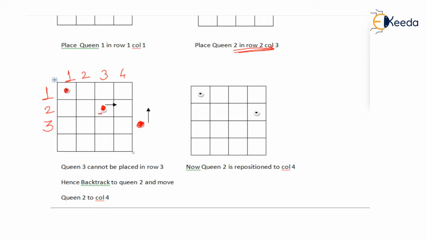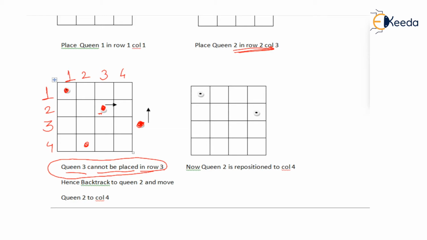So we have said queen 3 cannot be placed in row 3, anywhere in row 3. You will wonder that if we cannot place the third queen in row 3, then why don't we place it in row 4? Agreed, you can place it in row 4 here. But then, where will you place the fourth queen? You will again have a problem for the fourth queen.